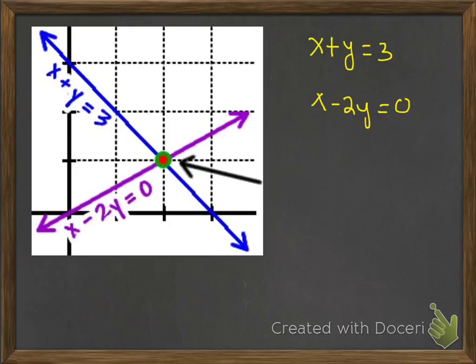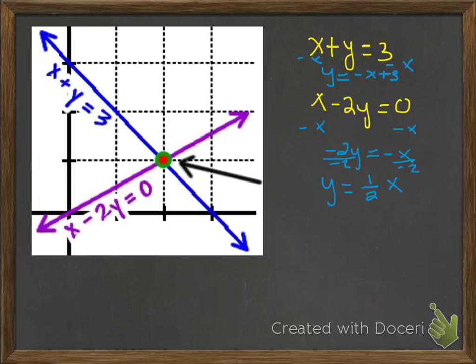So let's look at an example here. I've already graphed this out, or took a picture of it graphed out. What I would do first is set both of these equal to y. So I'd subtract x. I would have y equals negative x plus 3. And this one, subtract x, negative 2y is equal to negative x. I don't like having that negative 2, so we're going to divide by negative 2. Y is equal to 1/2 x. Negative 2 divided by negative 2.